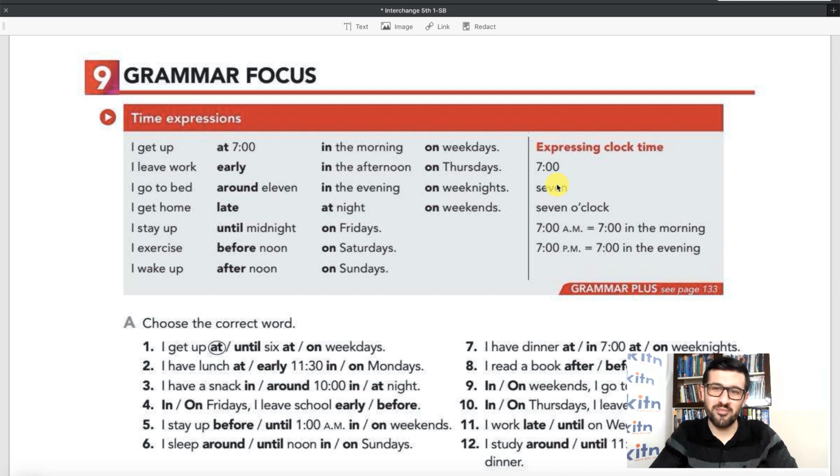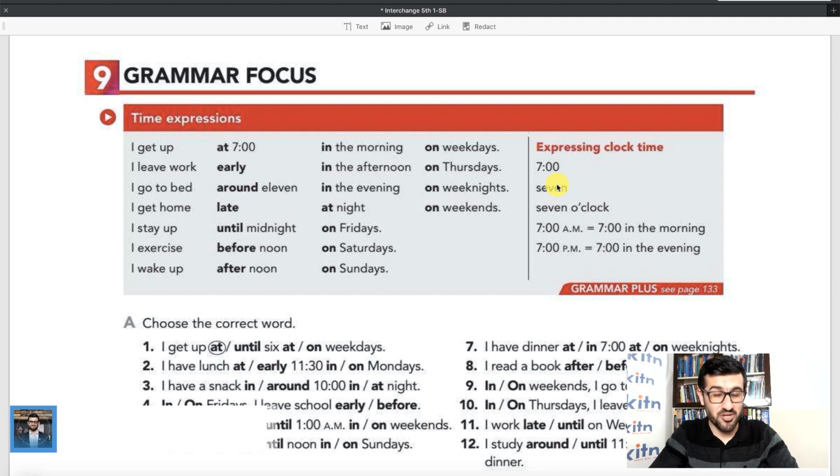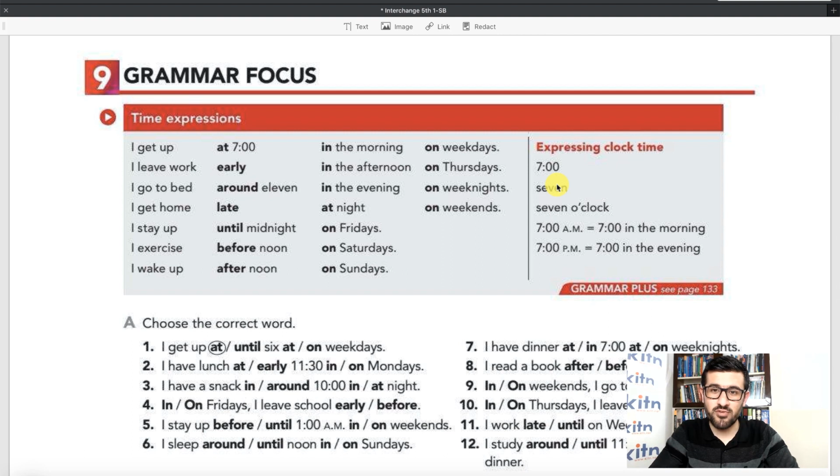Hello and welcome back. This is lesson 14 of the General English course for elementary level students using the Interchange course book by Jack C. Richards. We're going to resume the class from exercise 9 of unit 2, which is a very grammar focus exercise. It's all about time expressions.